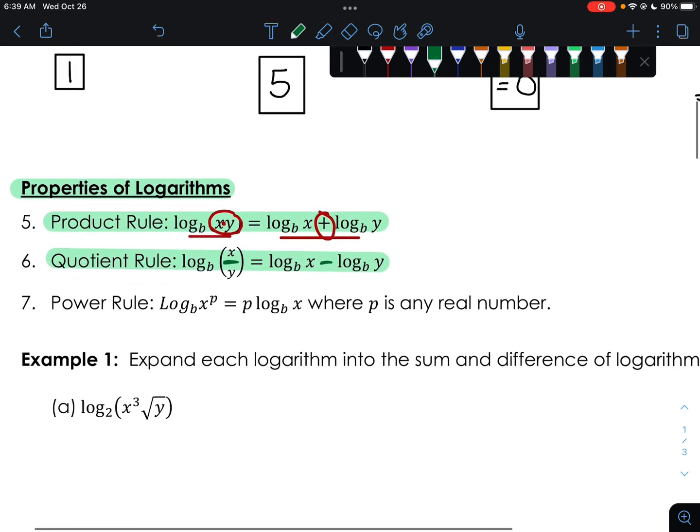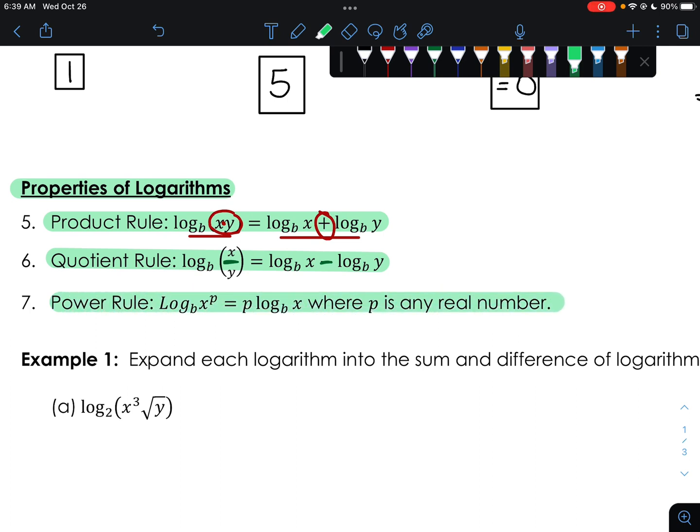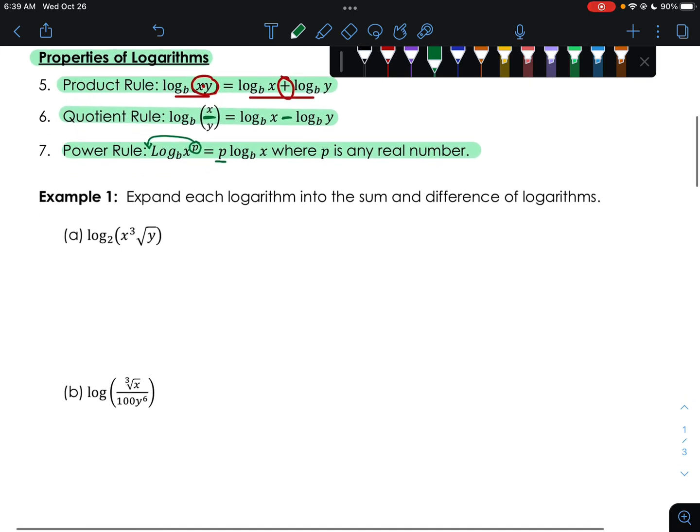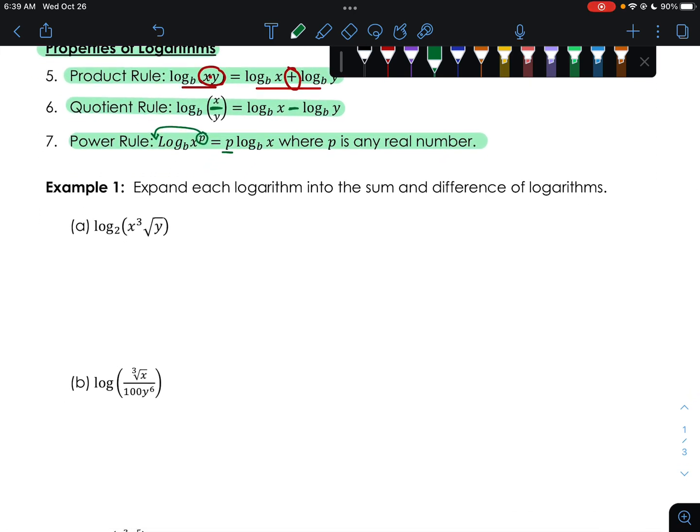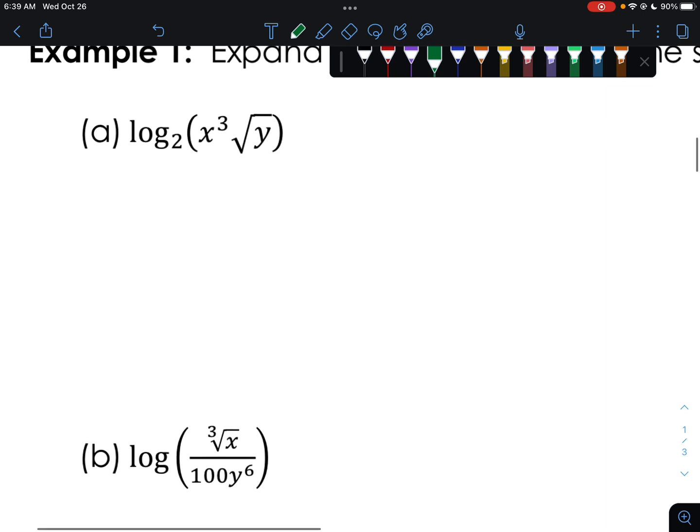And then this last property says that the power rule, that says if I have a power, an exponent raised to a power, then all I need to do is bring it out in front of the log and it becomes a constant there. So we're going to work on expanding first, and then we will go into condensing.